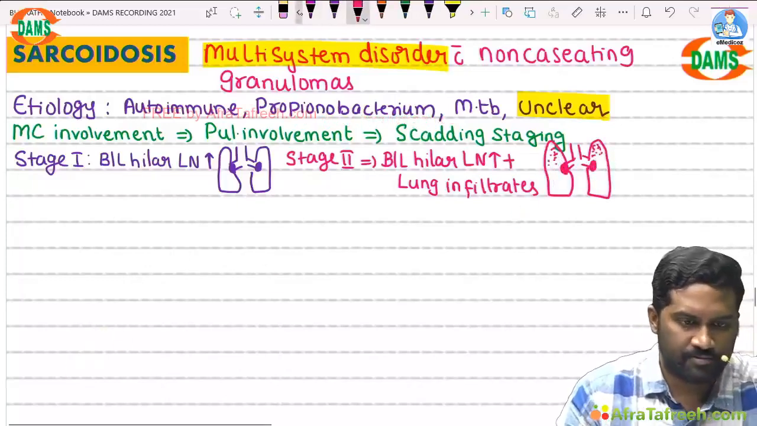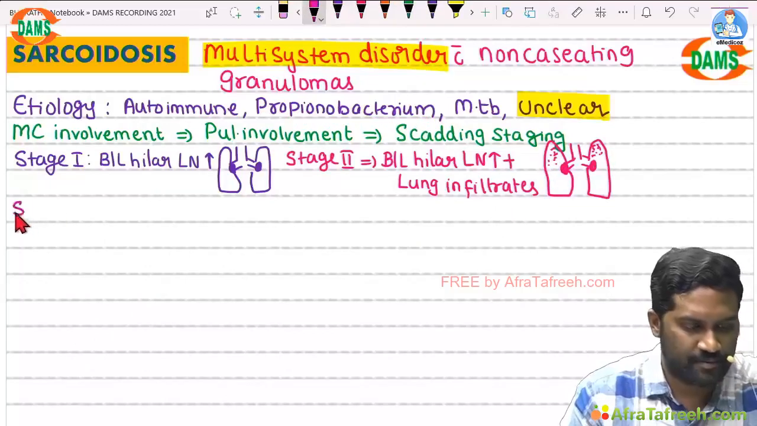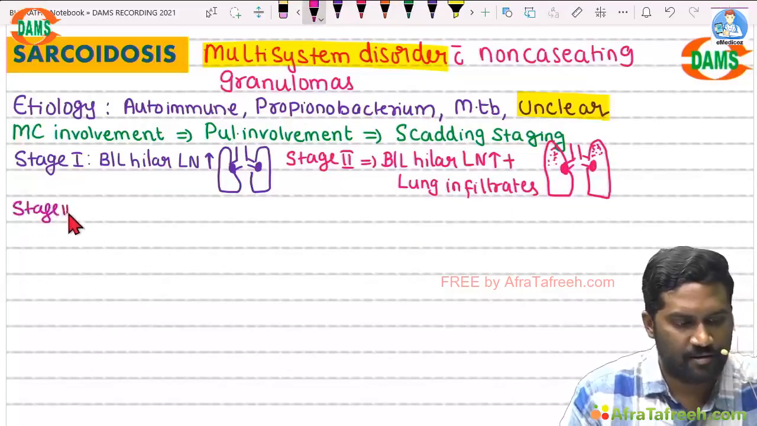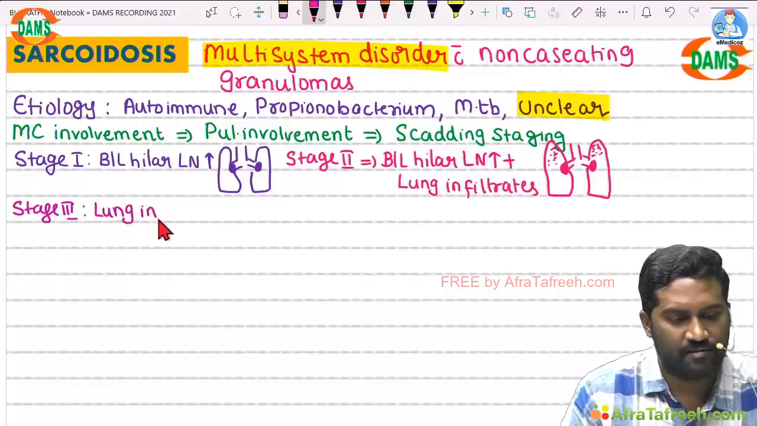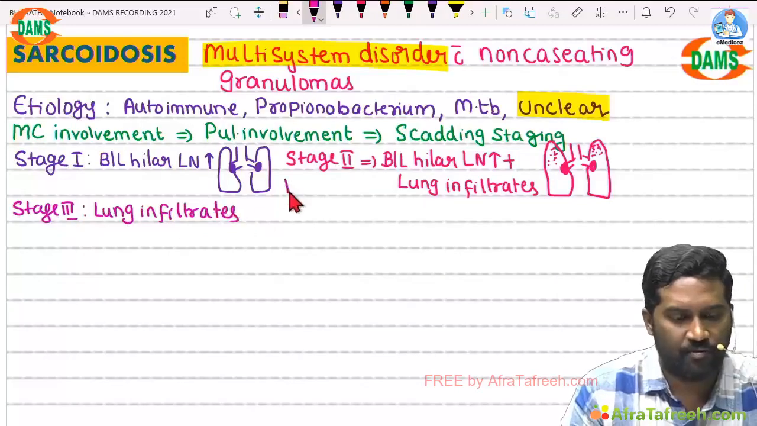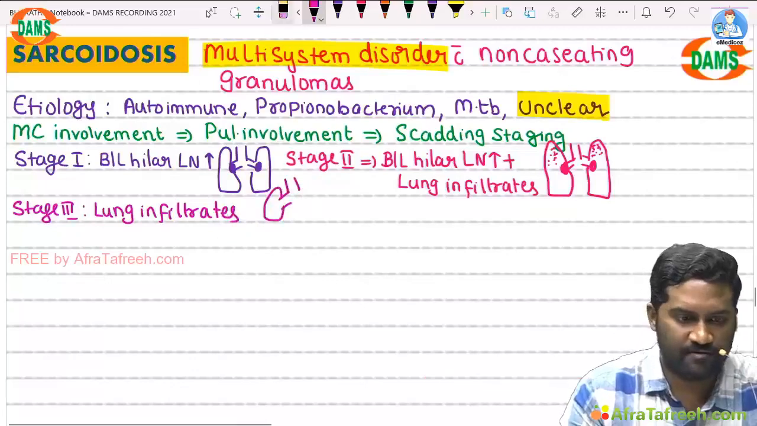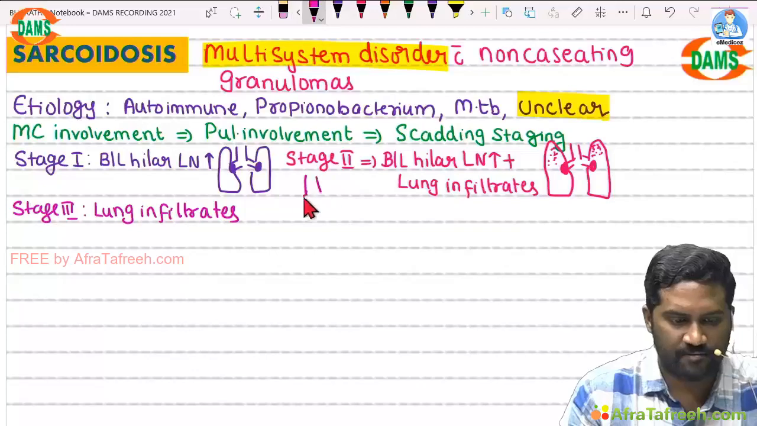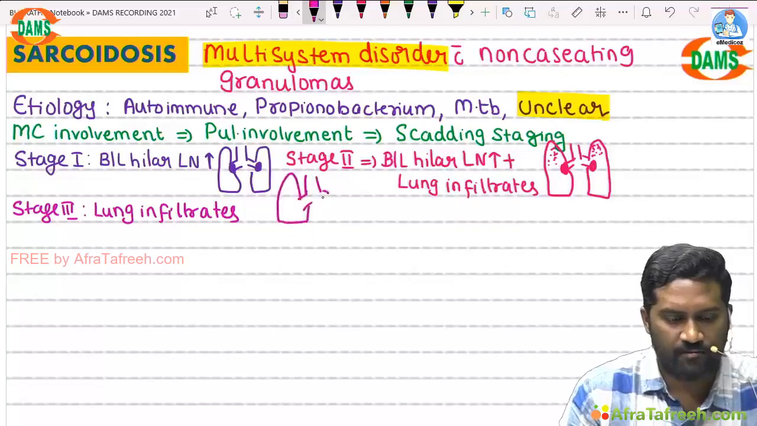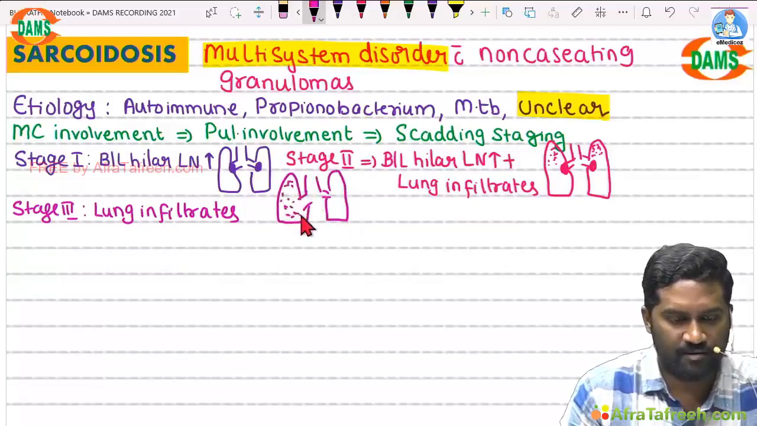Then coming to stage 3. The patient will have only lung infiltrates. Now, these lung infiltrates can be throughout. Stage 3, it will be like this. If this is the lung, now there will be lung infiltrates throughout, more diffuse.